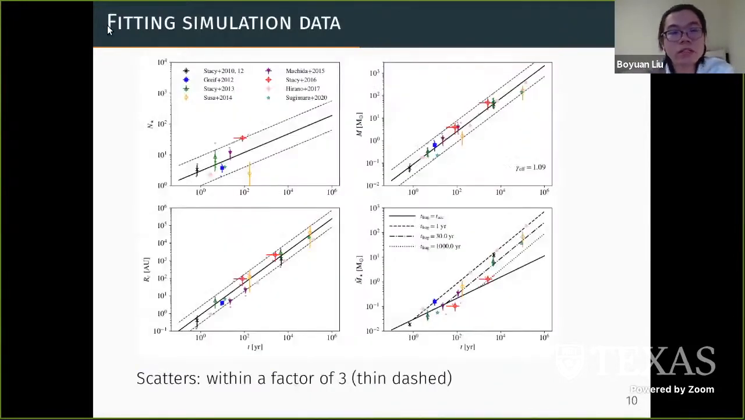Okay, here is a plot showing how the universal solution fits simulation data. Each data point is a set of simulations. And you can see the fit is pretty good. And we have typical scatters within a factor of 2, shown by the thin dashed lines.